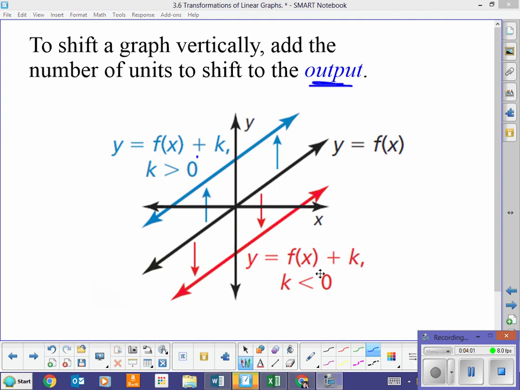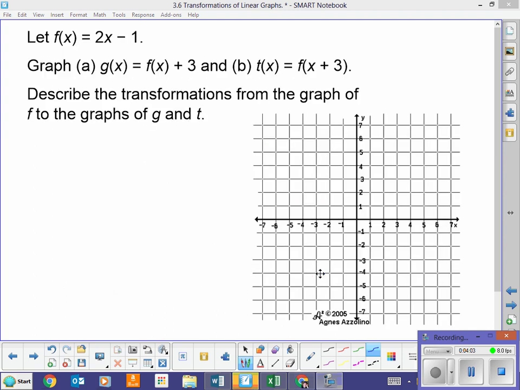Okay, so let's take a look at an example here. It says let f of x equal 2x minus 1. We want to graph g of x, which is f of x plus 3. So we're adding to the output in this one. That should be a vertical shift. This should be a vertical translation up.